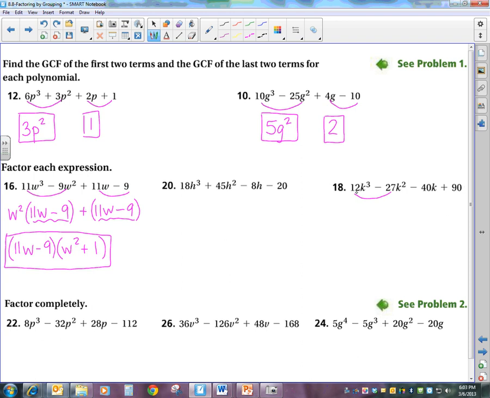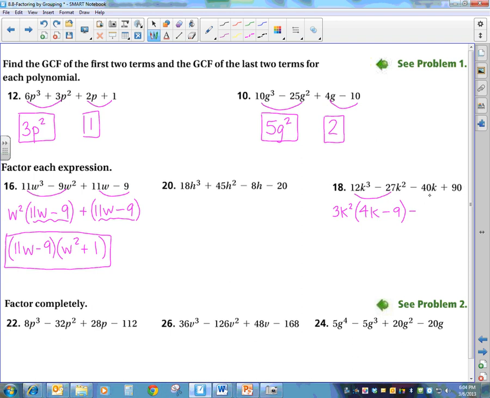I'm looking at the first two terms. 12 and 27, the largest number that goes into both of those would be a 3. They both have a k squared in them. So I'm left with 12 divided by 3 is 4. K cubed, take out k squared, leaves me with k. 27 divided by 3 is 9. K squared, take out k squared means I don't have anything left. Now this one's a little trickier. I have a minus here.